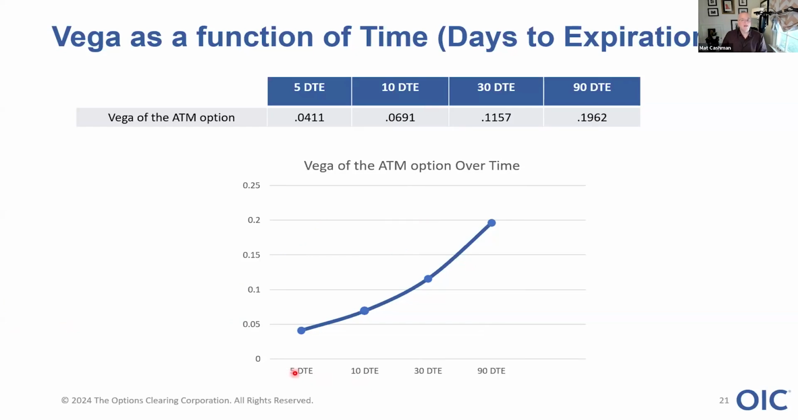This is your 5-day Vega amount. This is your 10-day, your 30-day, and your 90-day. These are all the same option. These are all the at the money option. But as you add more time to them, they just have more Vega. They're going to be more sensitive to implied volatility moves.